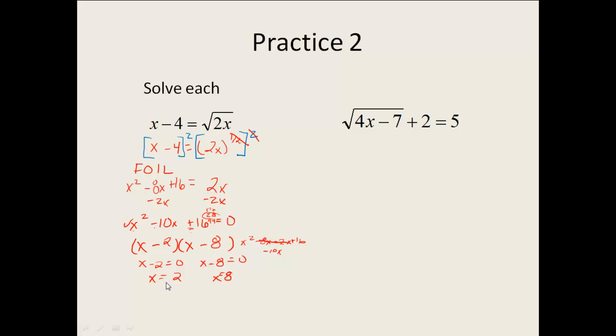Now I need to check these. When I go back in and I plug 2 into my equation, I end up with 2 minus 4, which is negative 2, is equal to the square root of 4. So I get negative 2 is equal to 2. Notice the problem I'm running into. Negative 2 is not equal to 2.